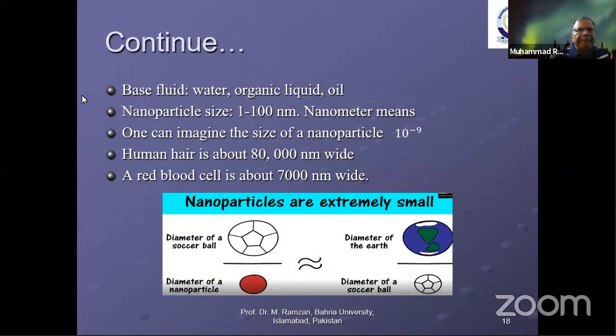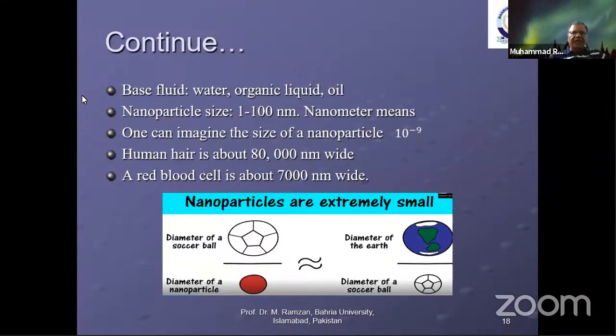Now, these are some of the basics of nanofluids. The base fluids, as I said earlier, are water and organic liquids like ethylene glycol, and oil. The size of the nanoparticles inserted into the base fluids is 1 to 100 nanometers, and nanometer means 10 raised to the power minus 9. You can imagine this size by comparing that the human hair is about 80,000 nanometers wide.